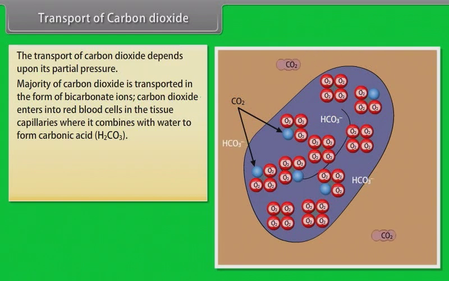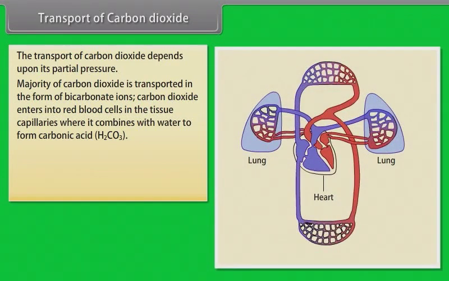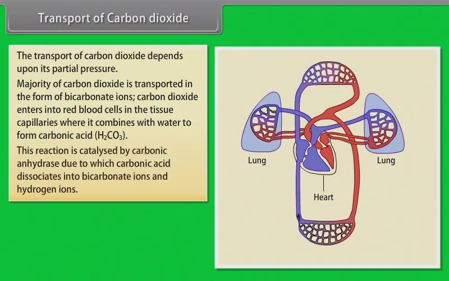Carbon dioxide enters into red blood cells in the tissue capillaries where it combines with water to form carbonic acid. This reaction is catalyzed by carbonic anhydrase, due to which carbonic acid dissociates into bicarbonate ions and hydrogen ions.